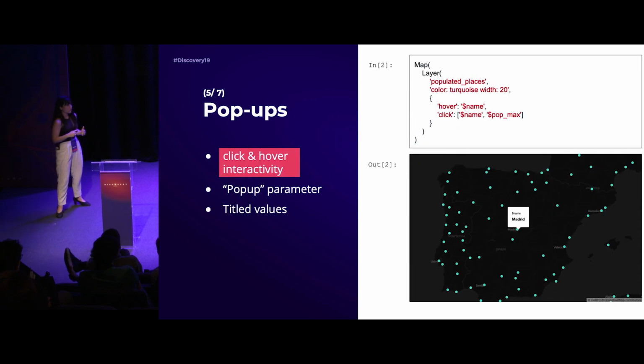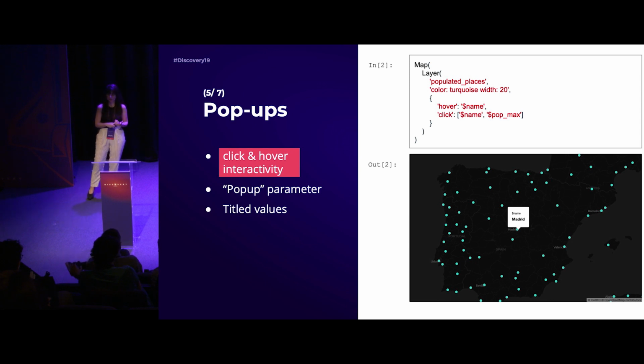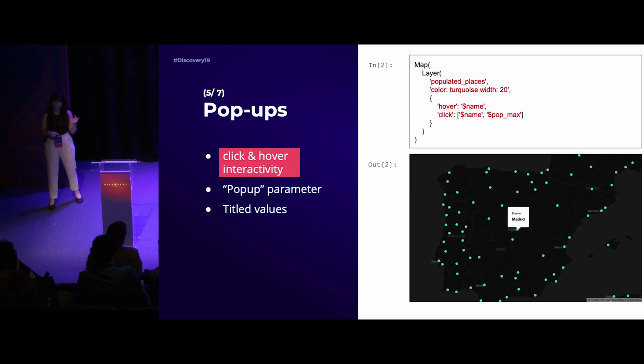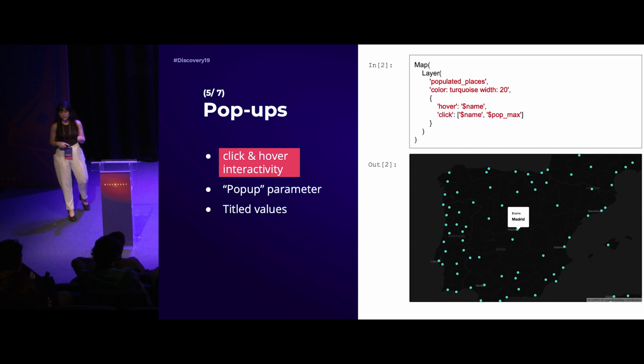Now let's say that I want to add pop-ups to my map. I want to add some interactivity. What we're doing here is that we allow you to add pop-ups for two different kinds of events, hover and click. So the first option is to pass it directly as a dictionary as the third parameter of your layer. So for each event, you have to say which column or columns you want the pop-up to show. You can have both events active.